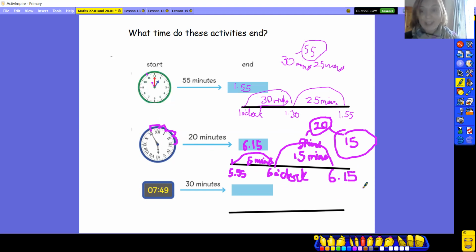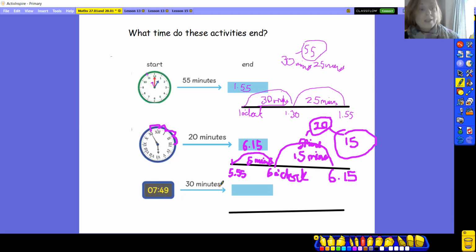Now the next one is slightly tricky. I'm going to explain it to you, but if you can't do these ones where you've got the digital time, don't worry too much. It's because you're not counting in fives. Because look, it says 07:49 or 7:49 a.m. So you've got to add 30 minutes to it. So that's why it becomes a bit tricky.